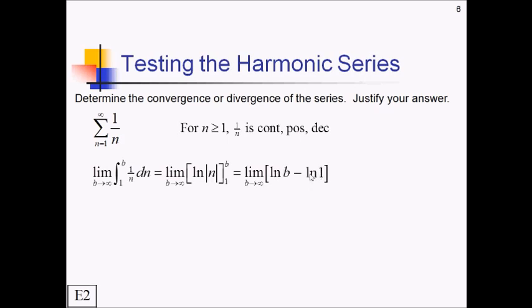Well, ln of 1 is just 0, and if b is approaching infinity, ln of b is approaching infinity. So this whole integral goes to infinity, diverges, so we can then say that 1 over n diverges by the integral test.